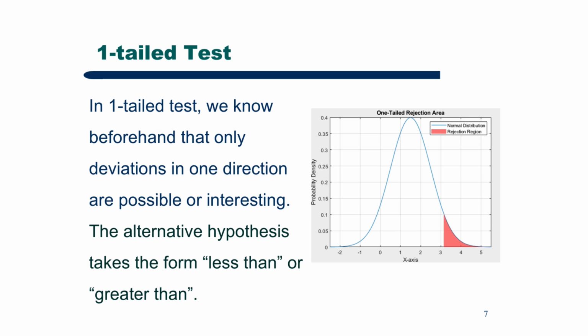One-tailed test. The slide outlines the concept of a one-tailed test in hypothesis testing. Here's a summary of the key points. A one-tailed test is used when it is known beforehand that only deviations in one direction, either positive or negative, from the null hypothesis are of interest. The test evaluates whether the observed value is significantly greater than or less than the null hypothesis value, but not both. The alternative hypothesis in a one-tailed test typically takes the form of less than or greater than, specifying the direction of the expected effect.